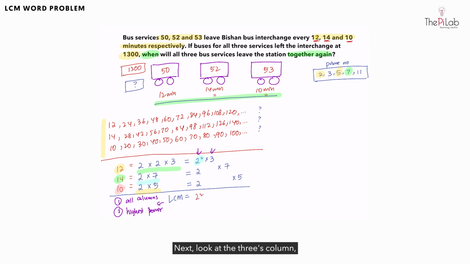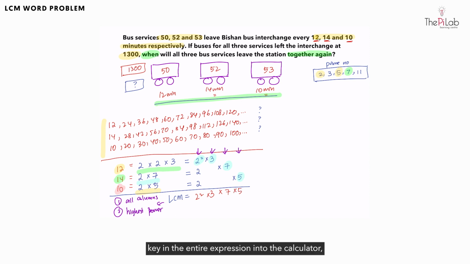Next, look at the 3's column, which is very sad because you just have a single 3. So you're going to take that 3. Then look at the 7's column. Again, you just have a 7. So you're going to take that single 7 and write it down. And then finally, when you look at the last column, which is the 5's column, again, you only have a single 5. So you're going to write down that 5.